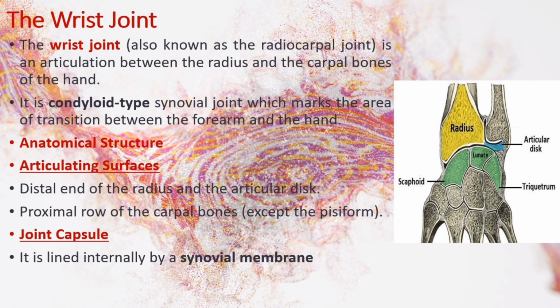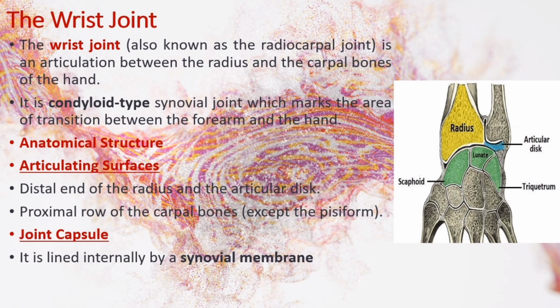Anatomical structure. Articulating surfaces. The wrist joint is formed by an articulation between the distal end of the radius and the articular disc, and the proximal row of the carpal bones except the pisiform. Together, the carpal bones form a convex surface, which fits into the concave shape of the radius and articular disc. The ulna is prevented from articulating with the carpal bones by the presence of a fibrocartilaginous ligament, the articular disc. Instead, the ulna articulates with the radius just proximal to the wrist, at the distal radio-ulnar joint.